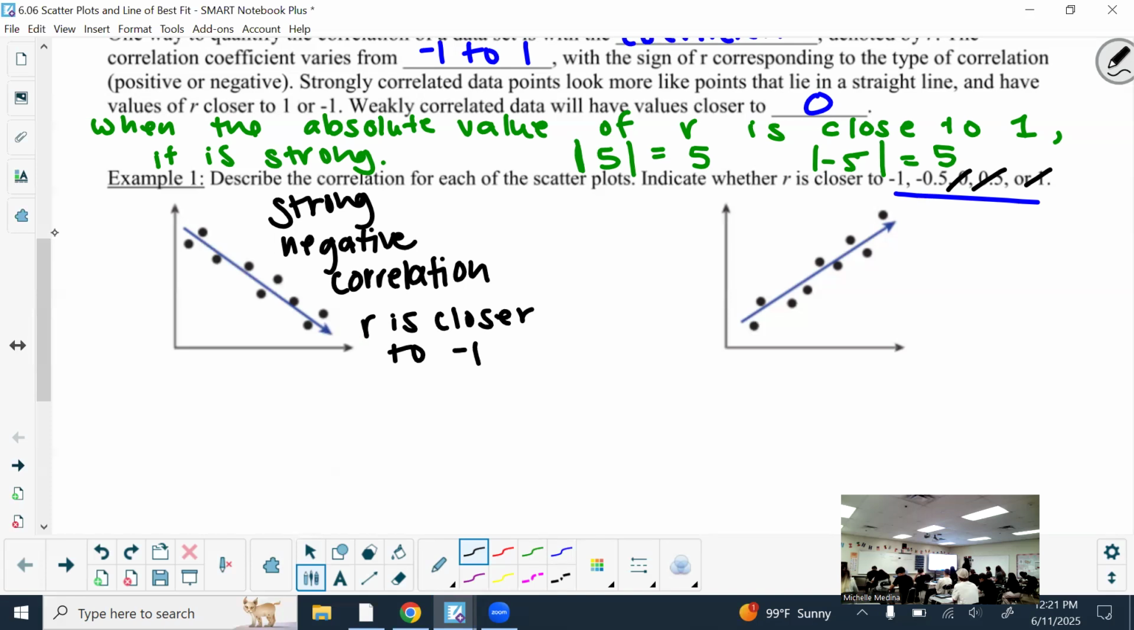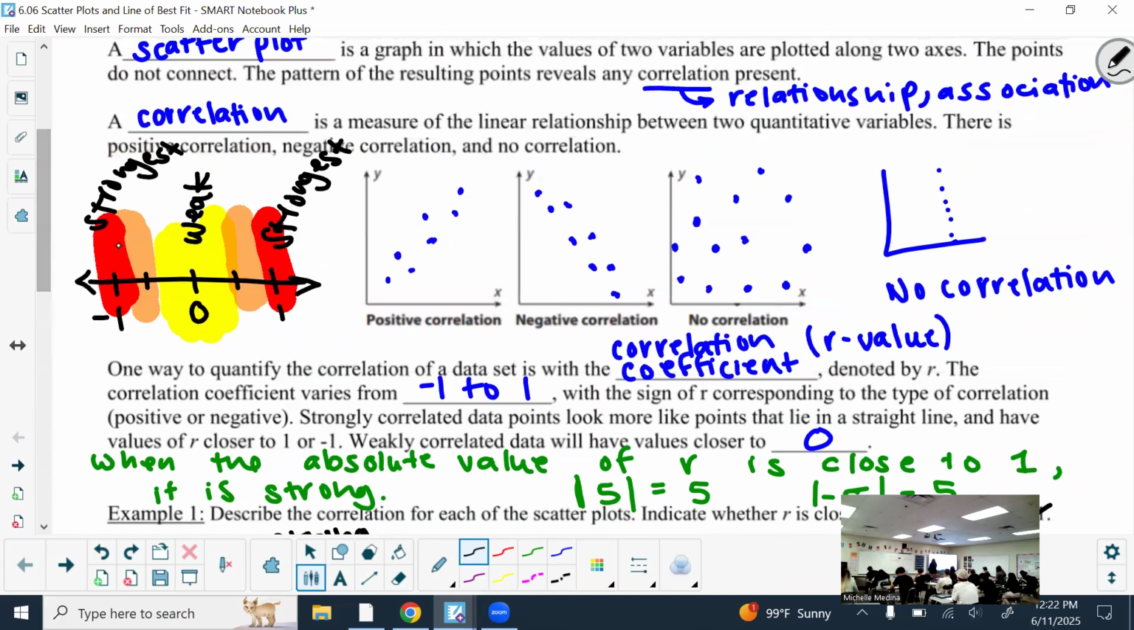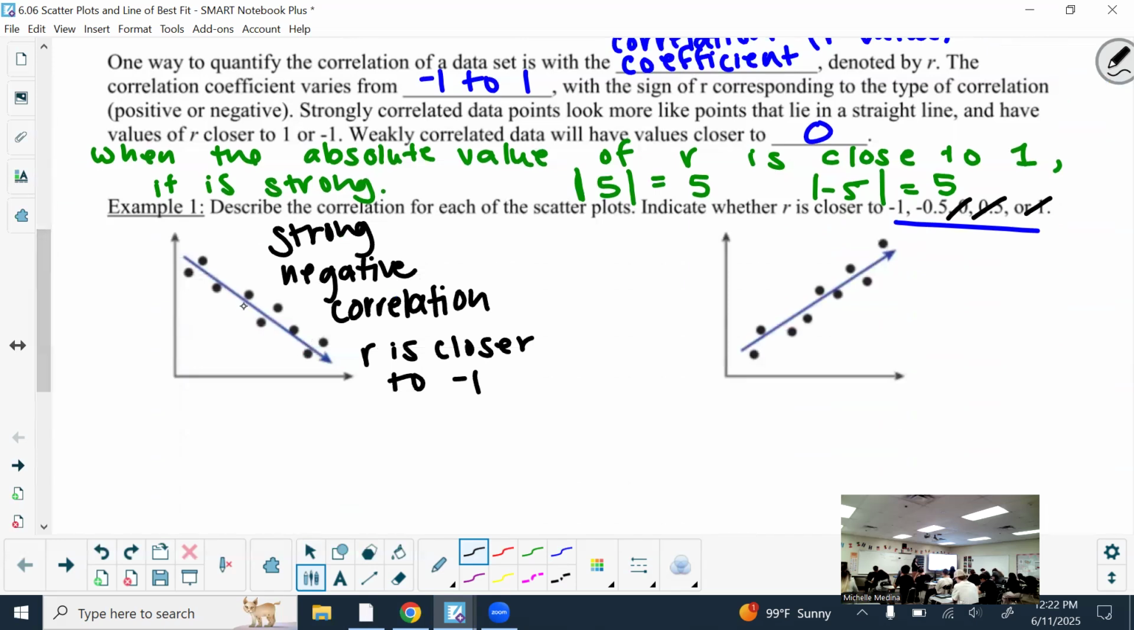So -0.5 is right in the middle of strong and weak. That would tell me they're not necessarily close to the line, but I could also tell that it has a pattern, like it's going down. Does that make sense? Yeah, loosely around the line. A perfect -1 would probably look more like this, but data is not often perfect, so we're just saying what is close. Questions on that?